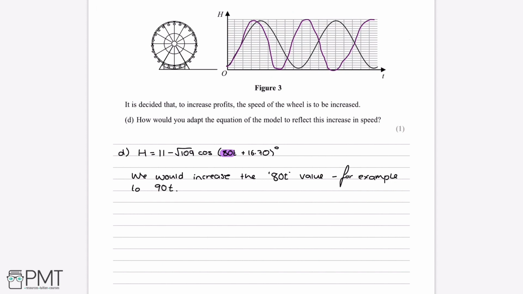And the 1 mark for this question goes for stating that we need to increase the 80 in the formula, which we've done in this sentence here. And we've given an example, which is also mentioned in the mark scheme.